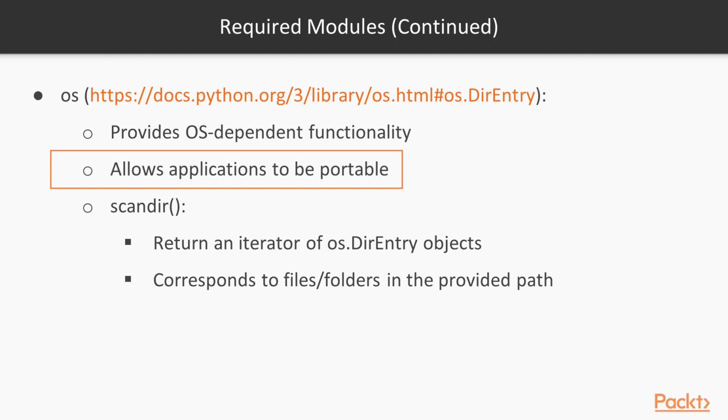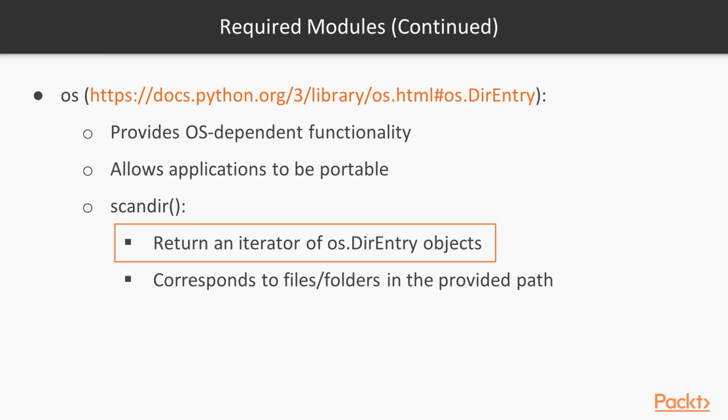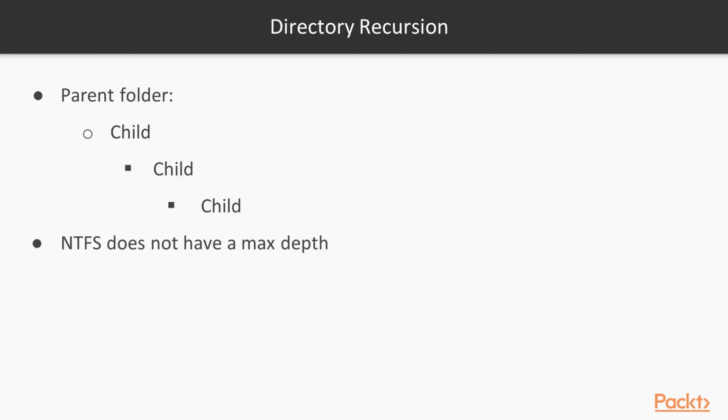We are only going to be using one function from the OS module. We're going to be using scandir. And scandir returns an iterator of OS directory entry objects. Now this is basically saying that scandir will scan our directory for us and return a list of objects that it found. These objects have all sorts of different properties, and we're going to learn how to access some of them today.